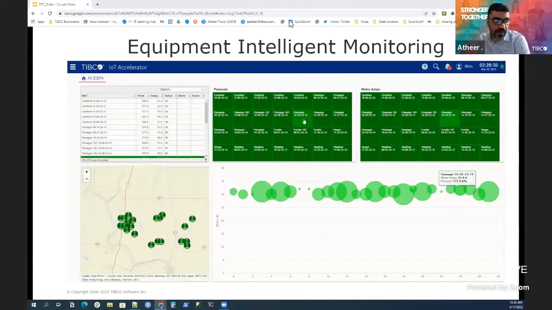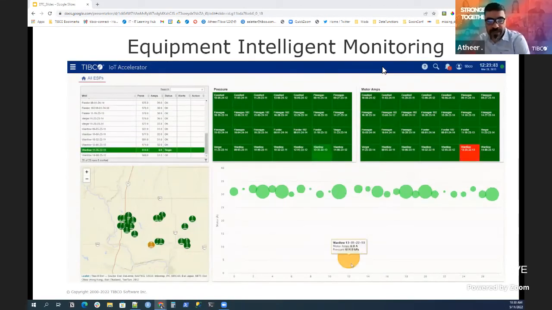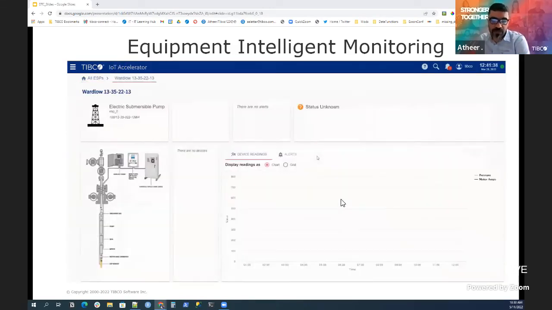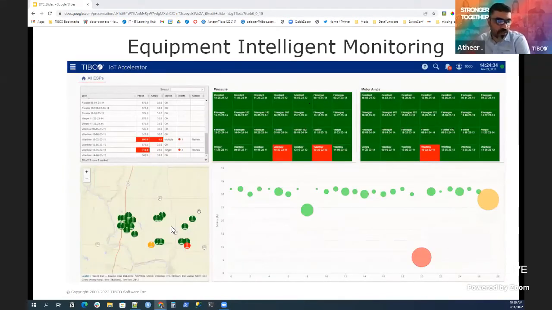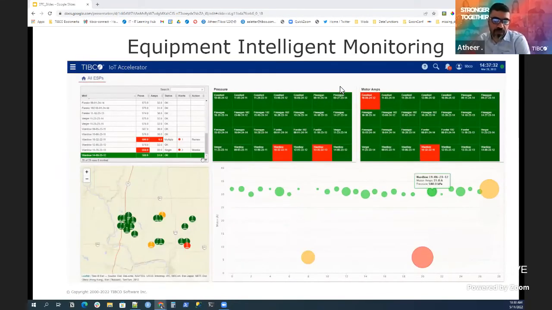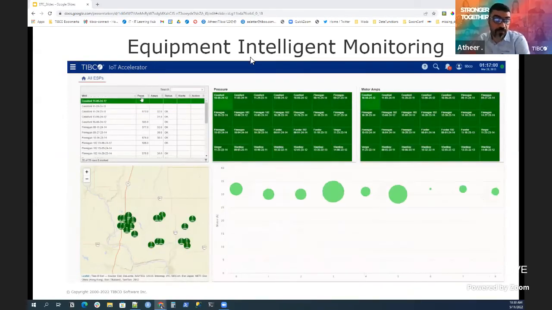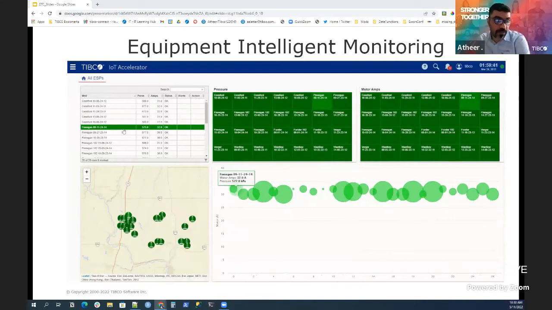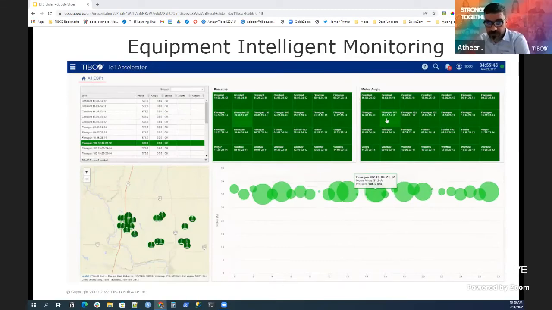In here, this is an example of coupling another digital twin, which we call the accelerators. This is an intelligent monitoring for the equipment. And in here, we basically use this accelerator to monitor the health status of the frac pumps in terms of, let's say, the pressure, the flow, or any anomalies.